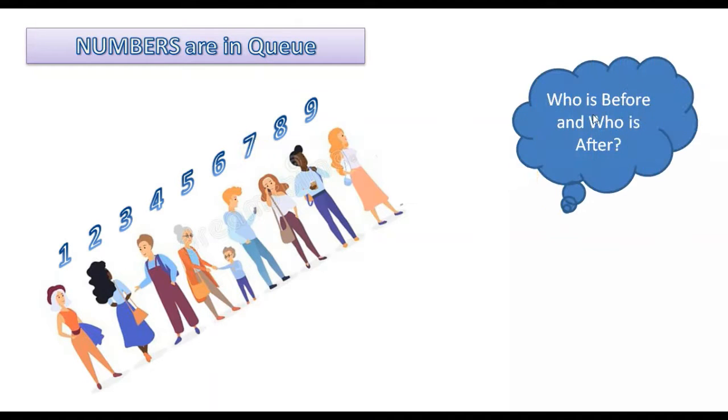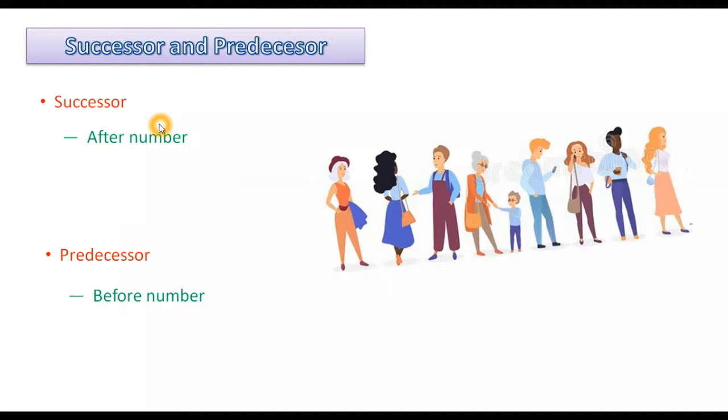So now the question is, with regard to numbers, which number comes before and which number comes after? Now, this concept of before and after is given a mathematical term called successor and predecessor.